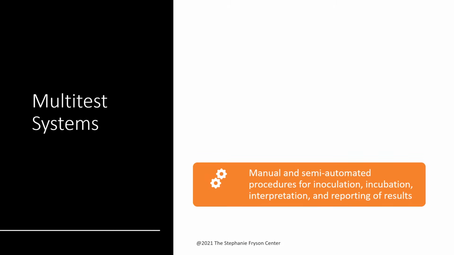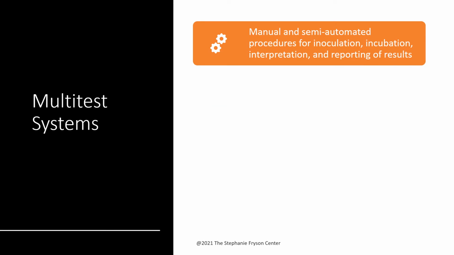The biggest test system used is the multi-test system. The multi-test system is a combination of both manual and semi-automated procedures. In some of them, you inoculate a strip and then you incubate it, and then you interpret what the results are. And for some others, you inoculate it and you get a reading right away.